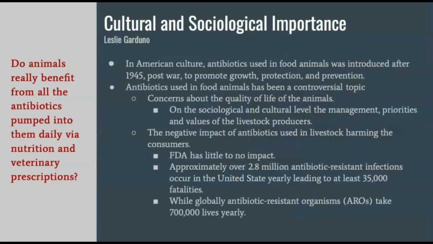The cultural and sociological importance. Based on studies, in American culture, antibiotics used for food animals were introduced after 1945, post-war, to promote growth, protection, treatment, and prevention. Antibiotics used in food animals has been a controversial topic. Concerns include the quality of life of the animal, on the social, behavioral, and cultural level, and the management, priorities, and values of the livestock producers.